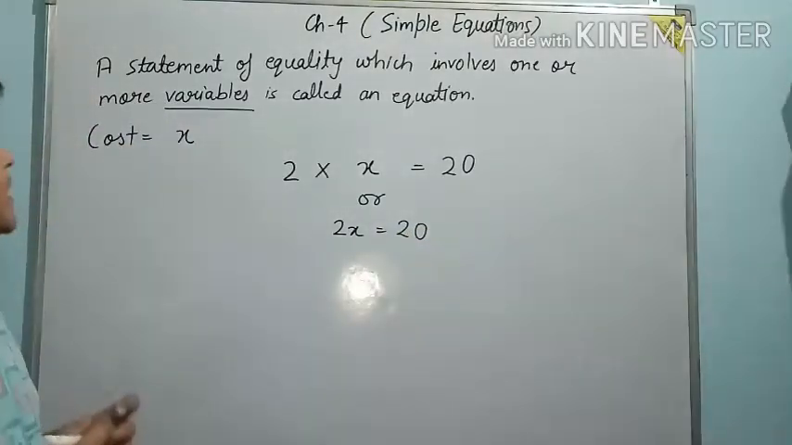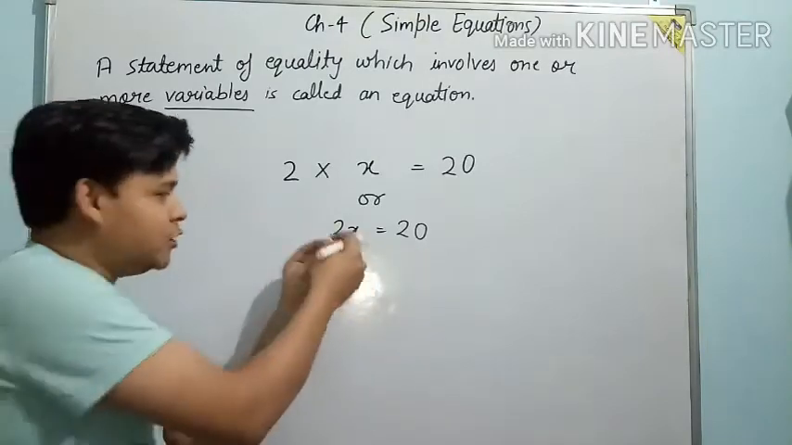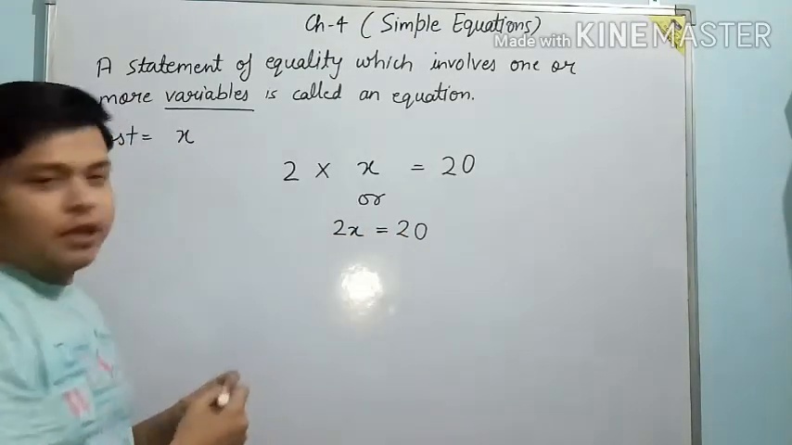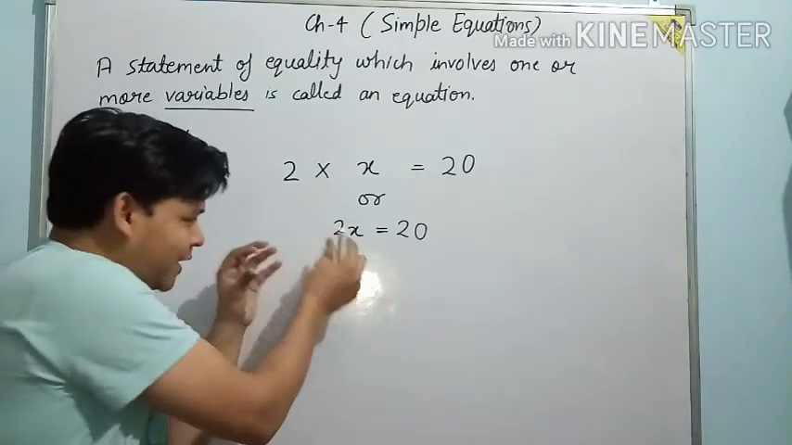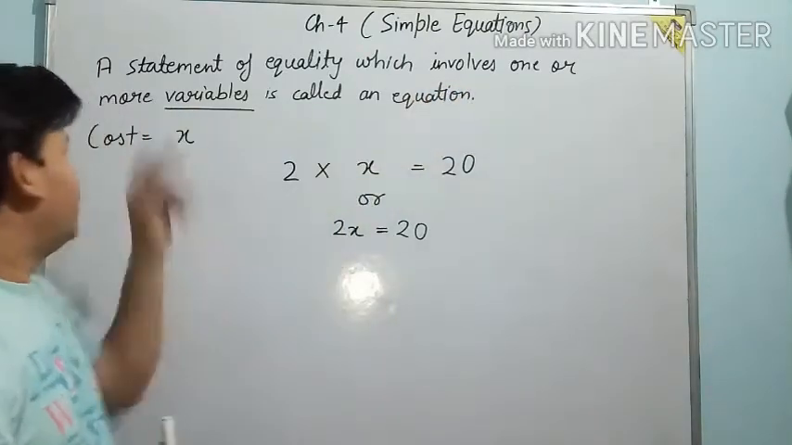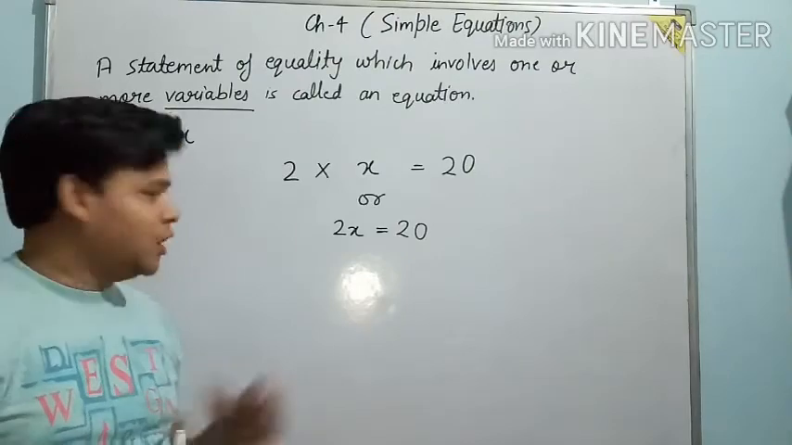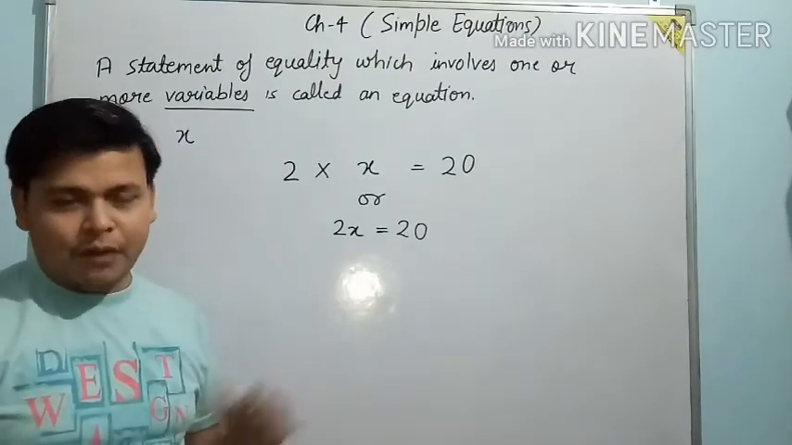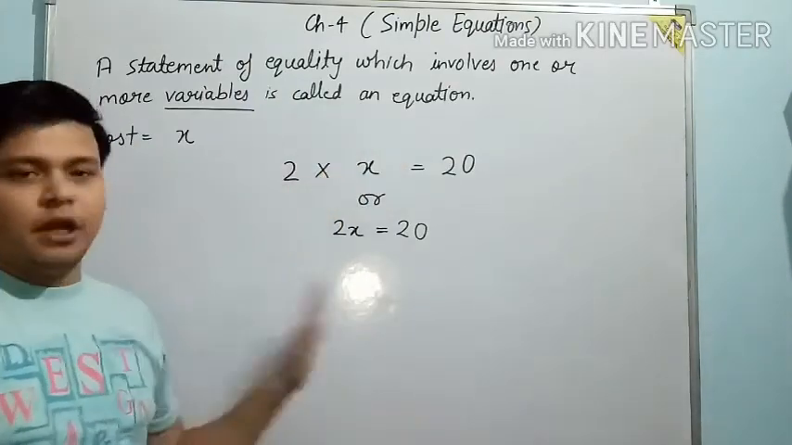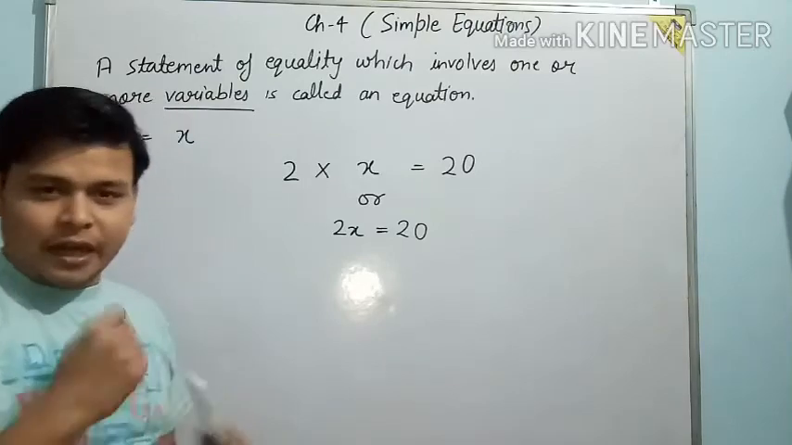As you can see, this is a statement of equality. यानी ये एक statement है जिसके पास equality है, which means something is equal to another thing. यानी इसका ये part 20 के equal है, which involves one or more variables, meaning it can have either one or more than one variable. Right now we have taken only one variable. अभी हमने एक ही variable लिया है, right? So this has become an equation now. I hope you all would have understood. Now let's take another example.